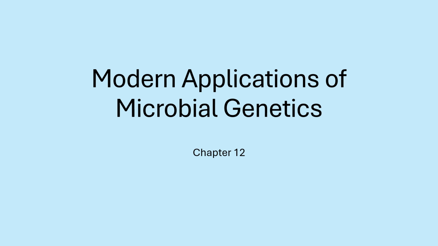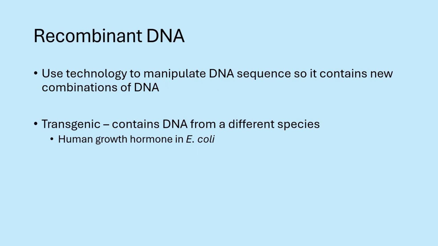Hi, Chapter 12 deals with modern applications of microbial genetics and some of the techniques that are used for that. Recombinant DNA is something that you hear a lot about. We're using technology to help manipulate the DNA sequence, so you end up with new combinations of the DNA. So recombinant DNA is one that has new combinations. Basically, it contains some genes or information that it did not originally have.